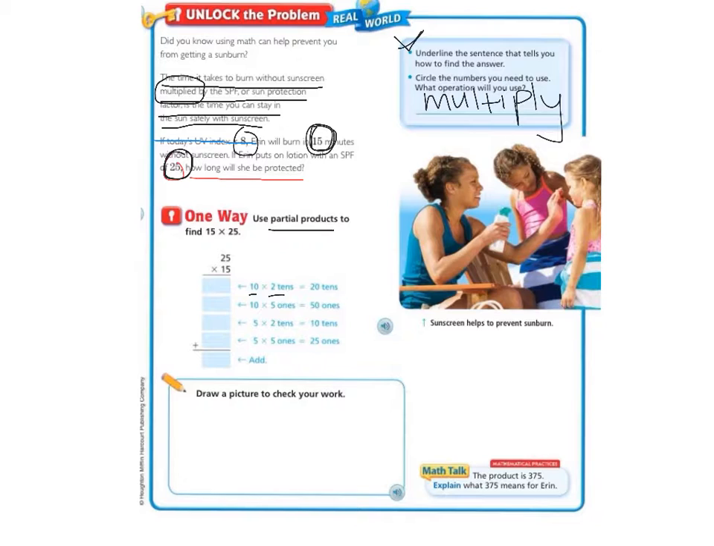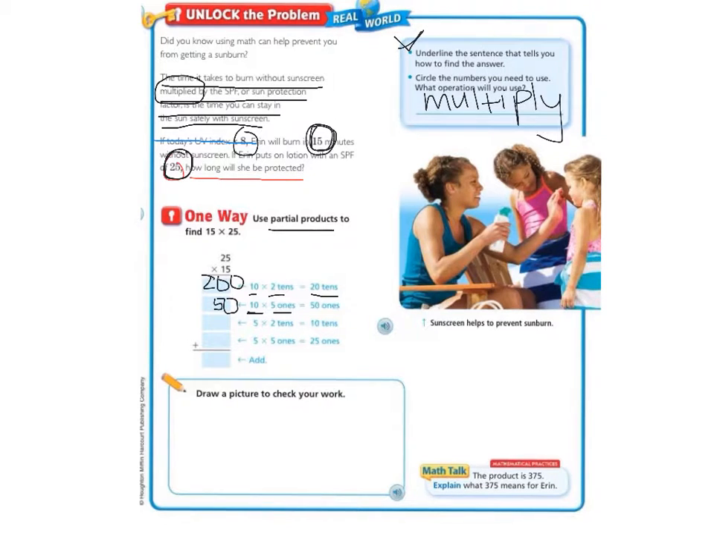Well, 10 times 2 is 20 tens, or 200. Now I have still my one set of tens, but now I'm going to multiply it by my 5 ones. Well, 10 times 5 is 50 ones. So I'm going to write down 50.